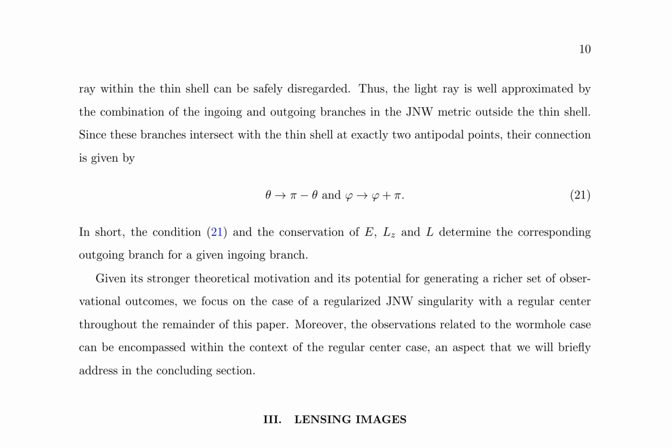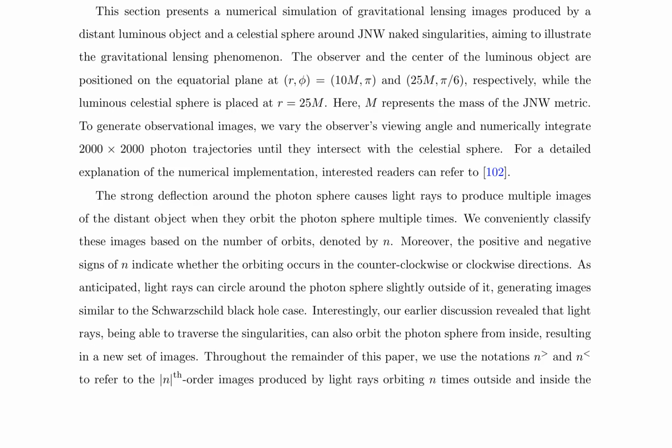Focusing on the regularized JNW singularity with a regular center, the authors explore a theoretically motivated and observationally rich scenario. This case encompasses the wormhole scenario, which will be addressed briefly later. A numerical simulation of gravitational lensing images produced by a distant luminous object and a celestial sphere around JNW naked singularities is presented. The simulation involves positioning the observer and the center of the luminous object on the equatorial plane, varying the observer's viewing angle, and numerically integrating photon trajectories until they intersect with the celestial sphere, generating observational images.